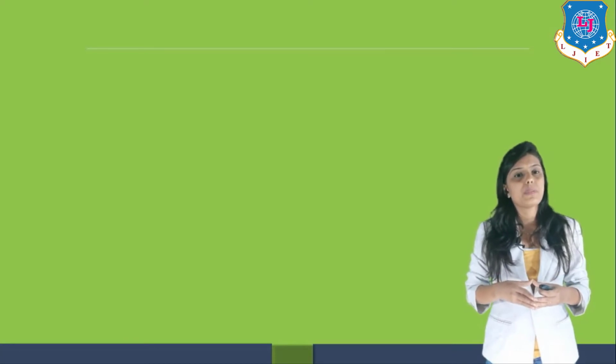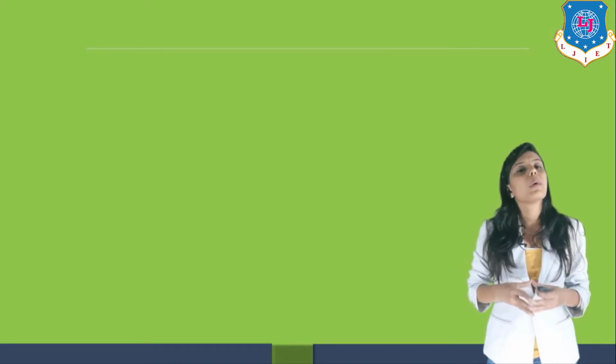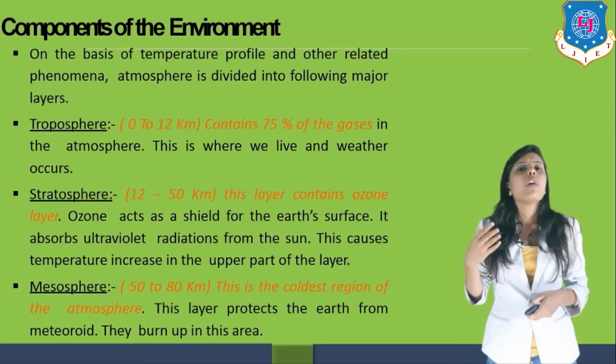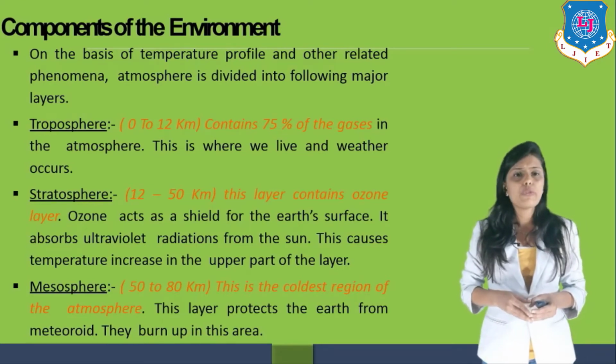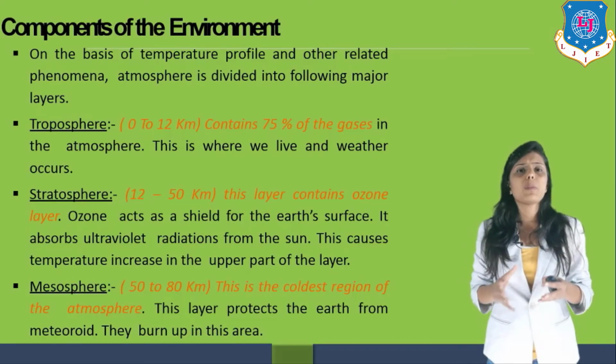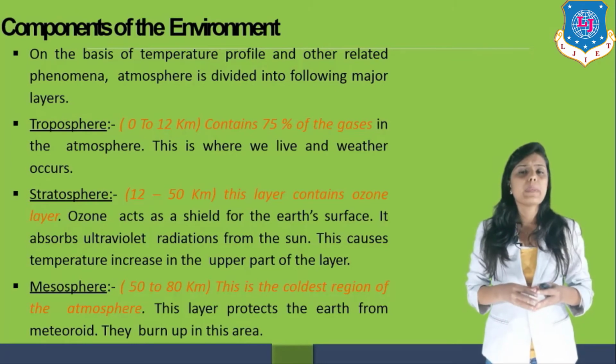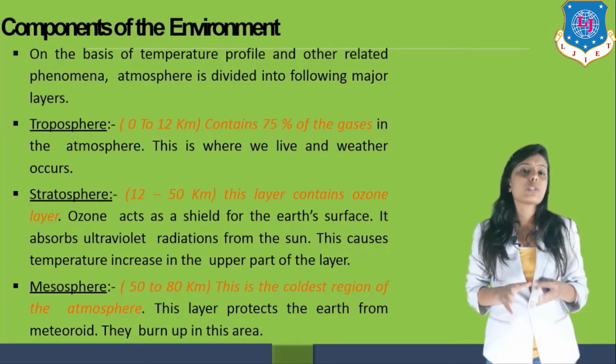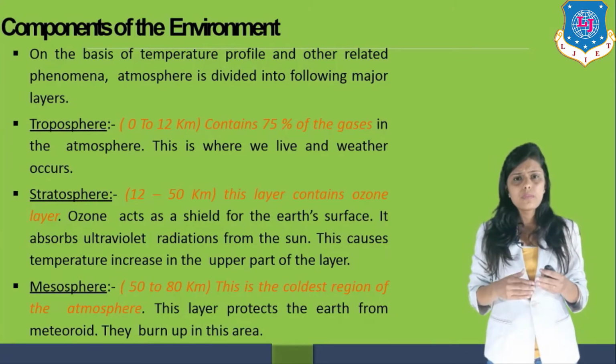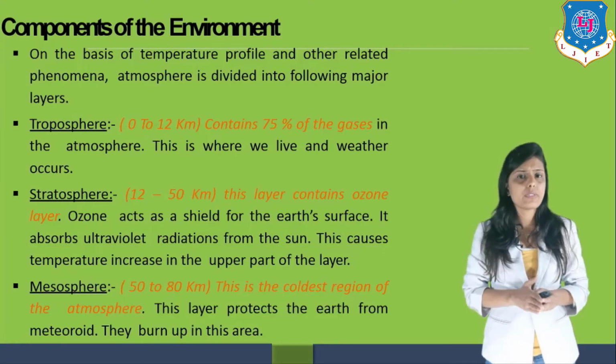Let us study all the components of the environment in detail. Firstly, we'll study the atmosphere. Already I have briefed you about the 5 layers of the atmosphere. Let us study them in detail and learn about the temperature range in those layers. On the basis of temperature profile and other related phenomena, the atmosphere is divided into the following major layers. The first layer is known as the troposphere. It ranges from 0 to 12 kilometers.